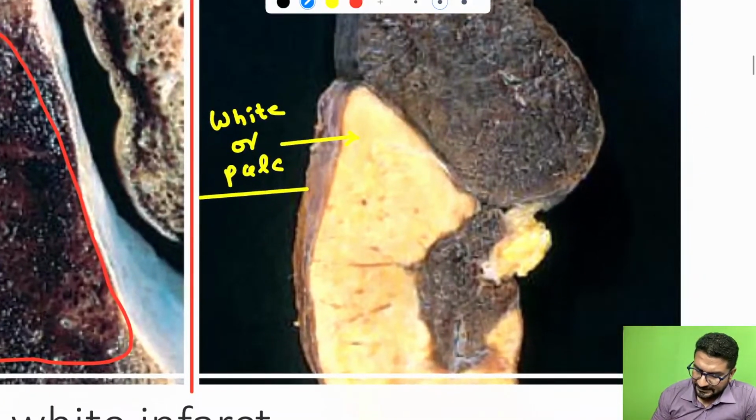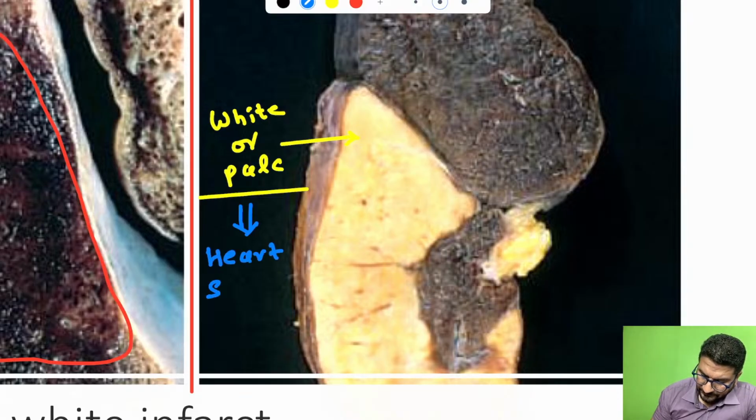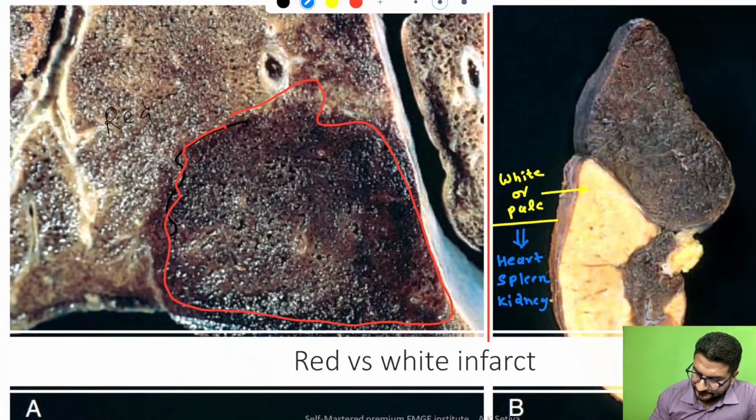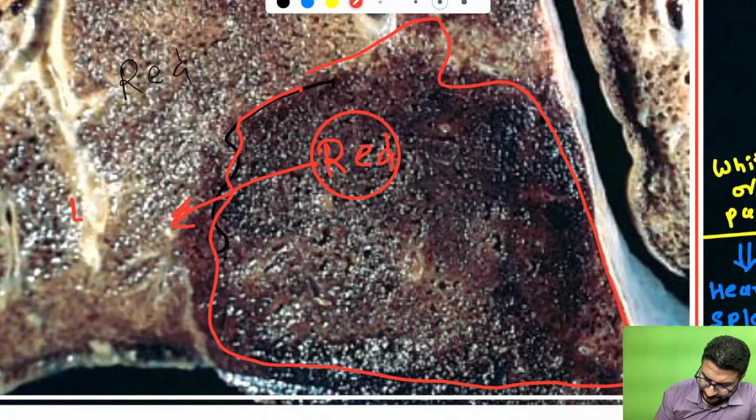This white or pale infarct, we see where? It is seen in heart, in spleen, and in kidney. Heart, spleen, kidney. And if you talk about this red infarct, it is seen in those organs which have dual blood supply. So understand, where we see red infarct, it is seen in LLB. LLB means it is seen in lungs.